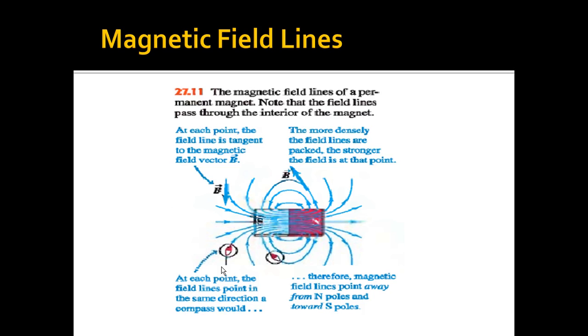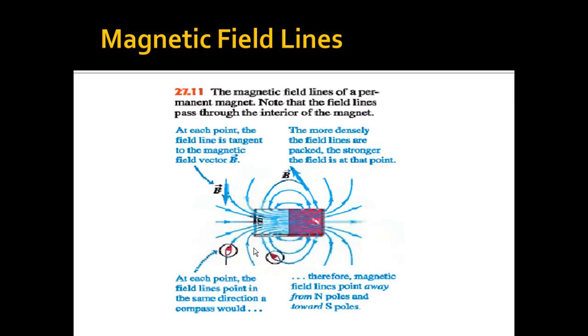Now, the magnetic field lines, just like the electric field lines, are representative lines that represent the strength of the magnetic field at a given region. Of course, the idea is that if you draw the magnetic field lines closer to each other, that means that the strength of the magnetic field within that region is stronger as compared to the other regions where the magnetic field lines are drawn far apart.